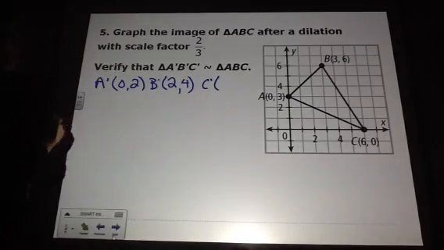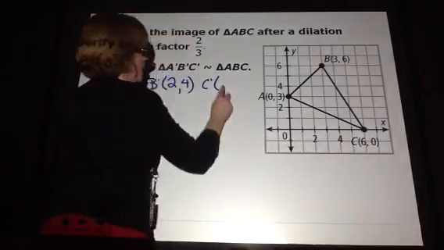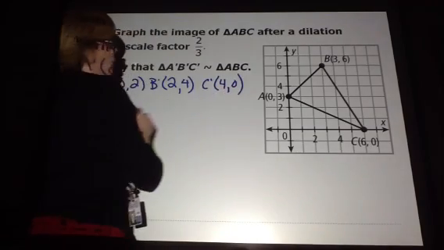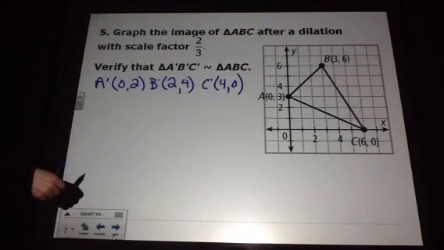And then for C prime, we're going to get, where's C? 6 times 2/3, which is 4, and 0 times 2/3, which is 0. So there's our image. How can we prove that they are similar? So we need to think side-side-side, side-angle-angle. And we don't have any angle measurements, so we've got to go to side-side-side.